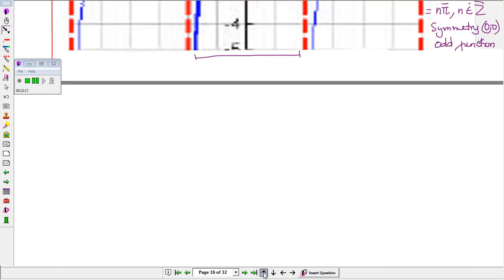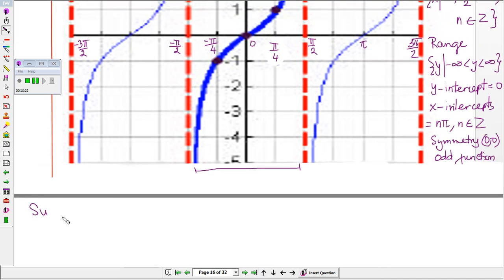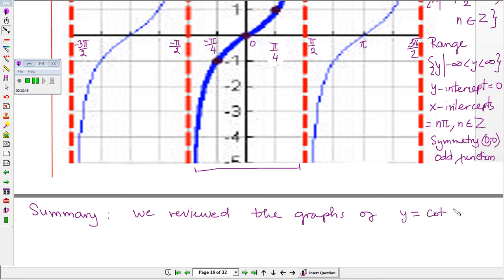So let's write down the summary for this video. Summary. In this video, we reviewed the graphs of the cotangent function y equals cotangent of x and y equals tangent of x.